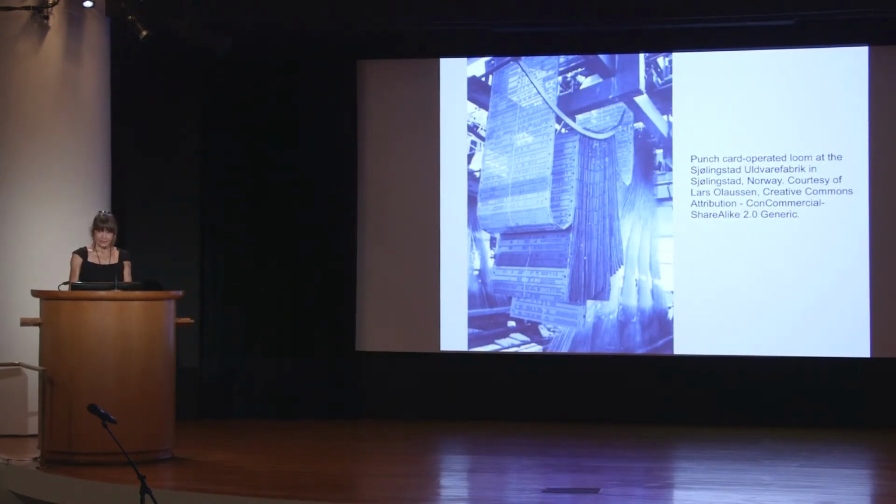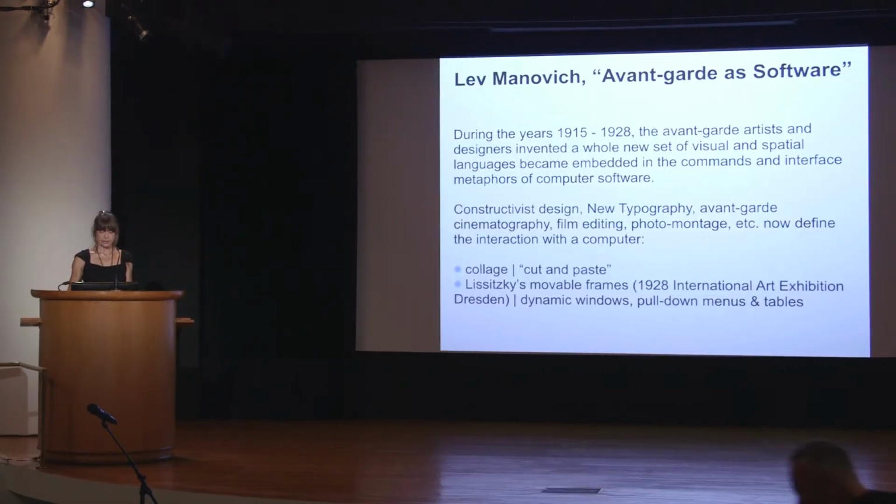Also very important in this context is the intersection with weaving. You may all know about the Jacquard loom, which Joseph-Marie Jacquard premiered in 1801, and that was used for the pattern creation in weaving through punch cards. What you're looking at here is one of the gigantic punch card operated looms in Norway, but this background is also very important to the history of software art and computational art.